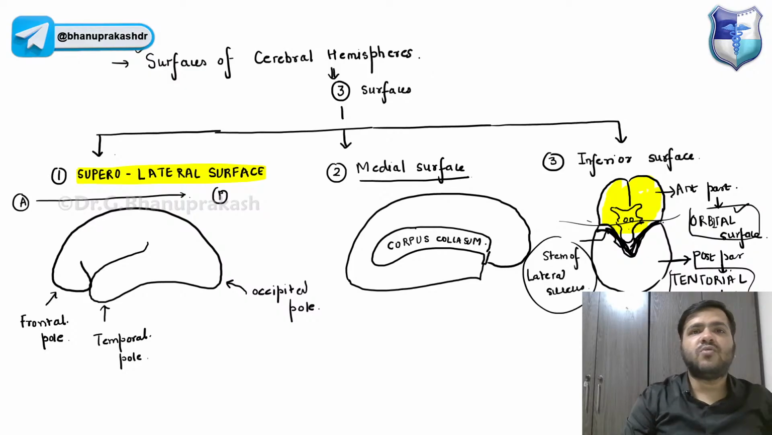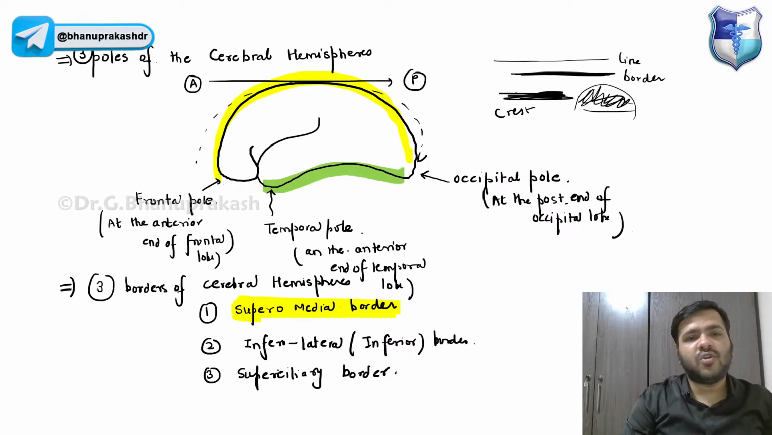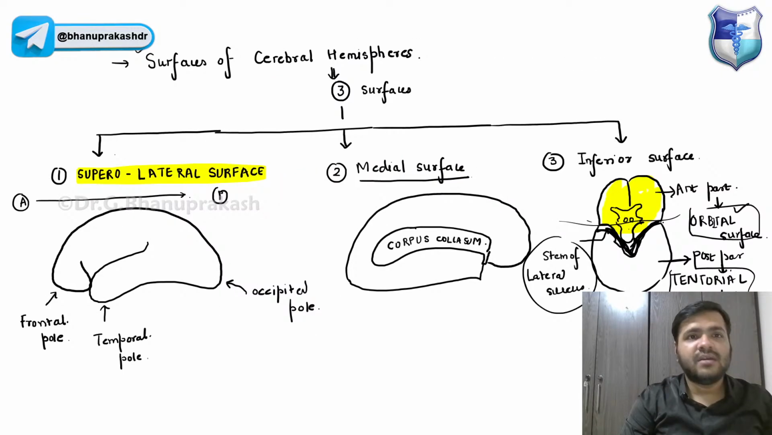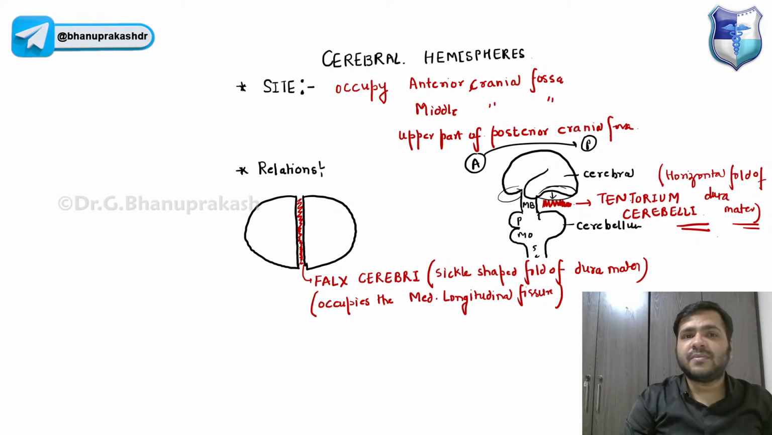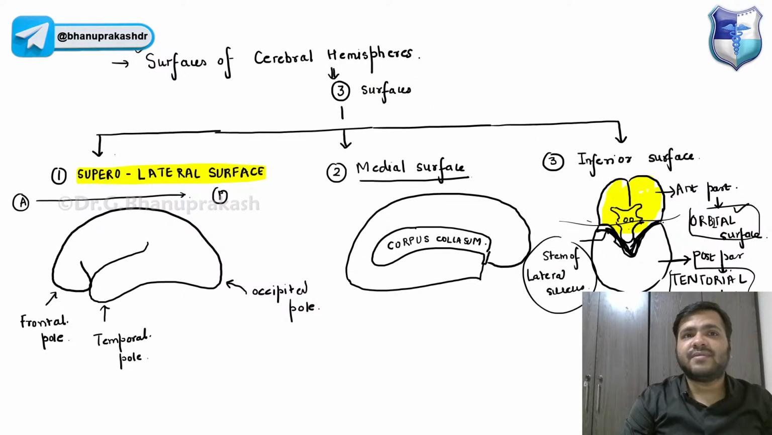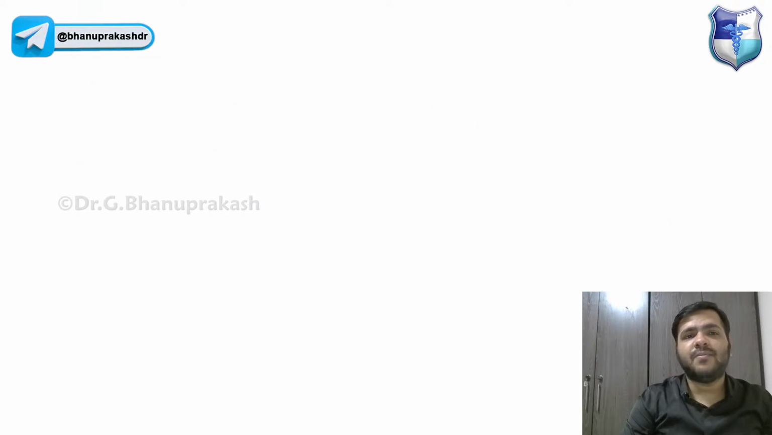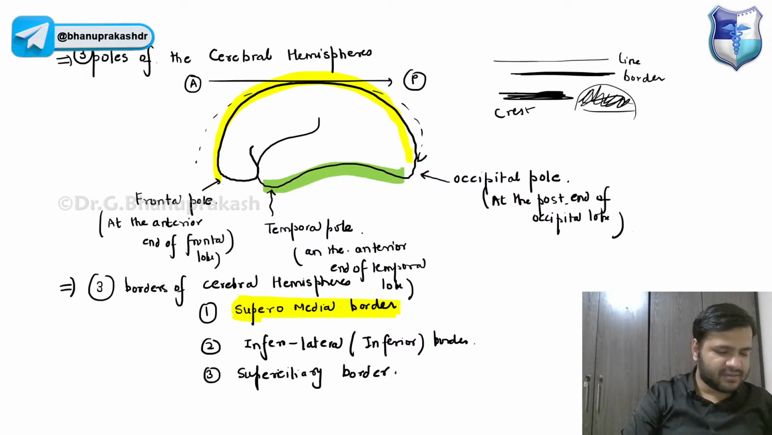So that is about the surfaces, poles, and borders of the cerebral hemispheres, right? We have discussed the relations of the cerebrum. We have discussed the site. We have discussed the surfaces, poles, and borders. Just give me a thumbs up, guys.